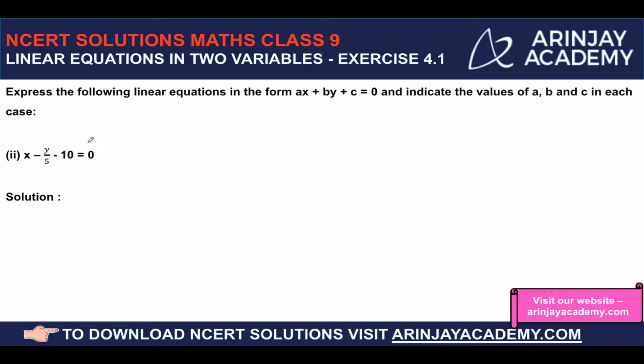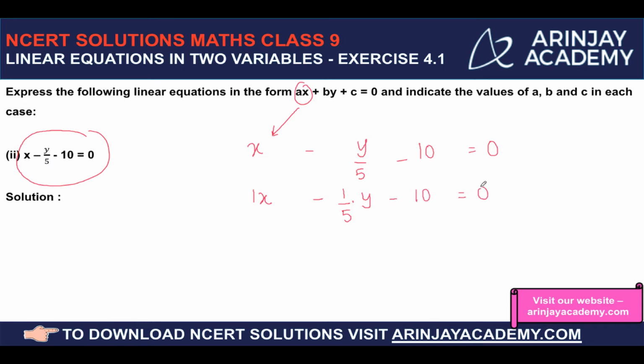So in the second question, again, the equation given to you is x minus y upon 5 minus 10 is equal to 0. Comparing this with ax, what do you get? You can also write this equation as 1x, because x can be written as 1x, minus 1 upon 5 y. Why? Because 1 upon 5 into y is also y upon 5, minus 10 is equal to 0. Now if I write the standard form, what do I have? ax plus by plus c is equal to 0.